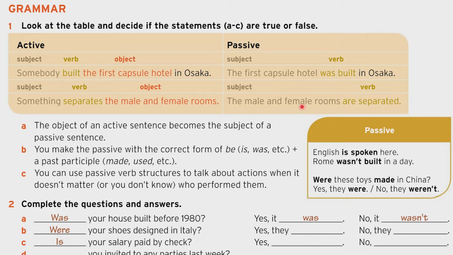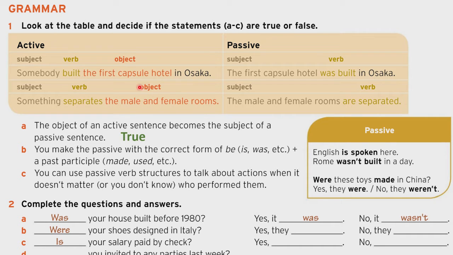What else is different in these 2 sentences? Well, that here we have the verb in past, built, and here we have the verb in passive, was built. Here we have separates, and here we have are separated. Alright? Now, let's take a look at the sentences. It says, the object of an active sentence becomes the subject of a passive sentence. Is this true or false? It is true, it's what we just said.